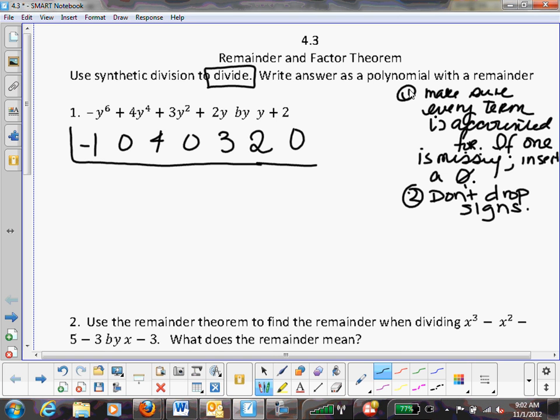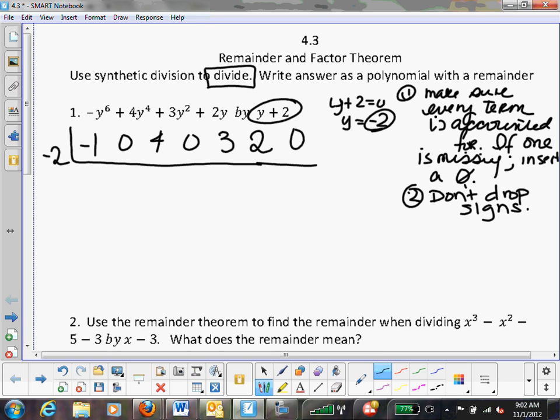Okay? All right. So if I'm dividing by y plus 2, what value am I sticking out here? Very good. Okay? Because remember, we set y plus 2 equal to 0, and y gives me -2, and that's the value that I'm doing synthetic division with. Okay? So what's the first step that we do? You just pull down the first thing. And then it's the same thing over and over again, isn't it?